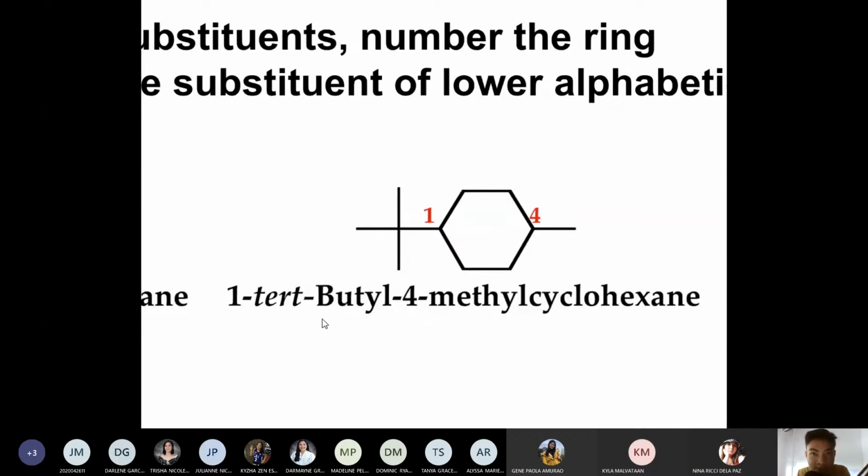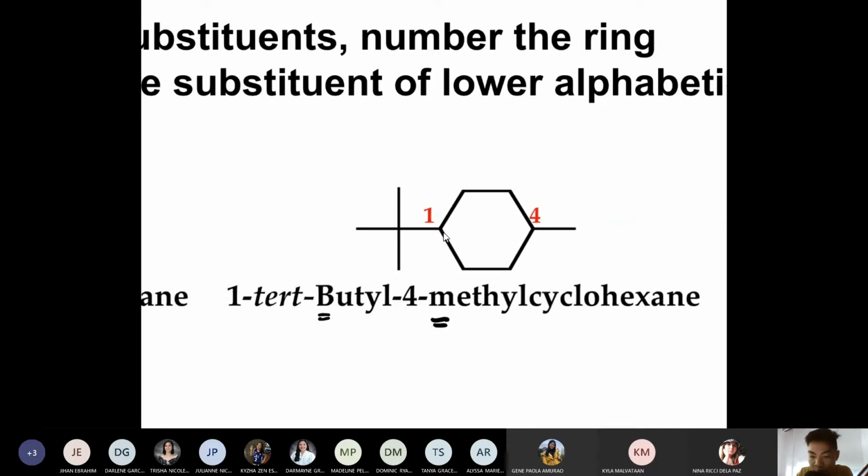The prefixes tert, sec, and yung mga di, tri, etc., we do not count them when we are alphabetizing our substituents, no. So ibig sabihin itong tert hindi mo yan papansinin when arranging the substituents alphabetically. So ang papansinin natin would be the letter B sa butyl, no. And then for this substituent, methyl yan, so yung letter M. Who will go first? Butyl or methyl? Edi, syempre, letter B muna, diba? So, we will assign locant number 1 for tert-butyl.